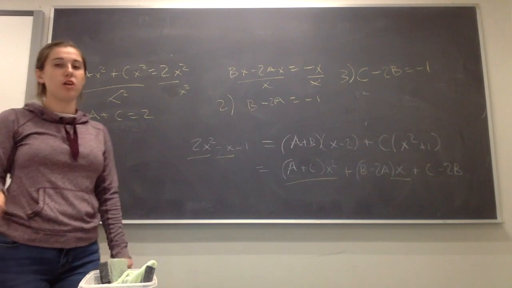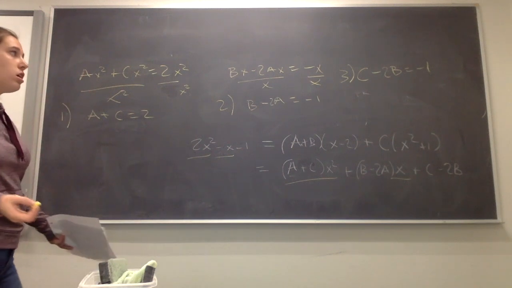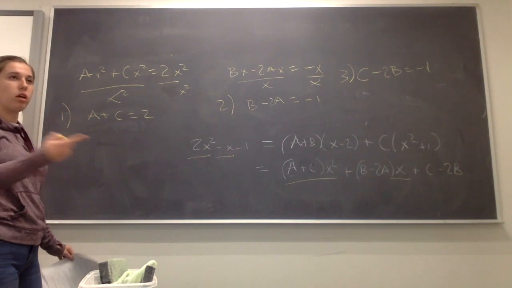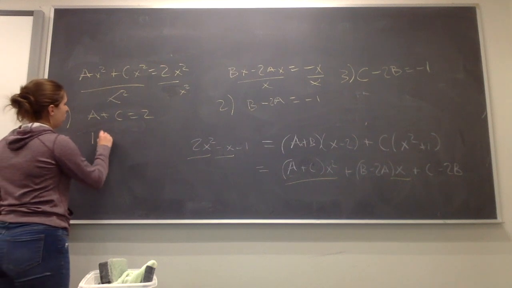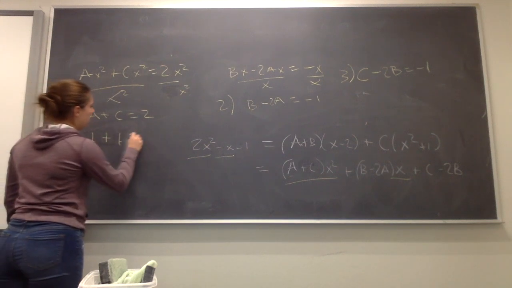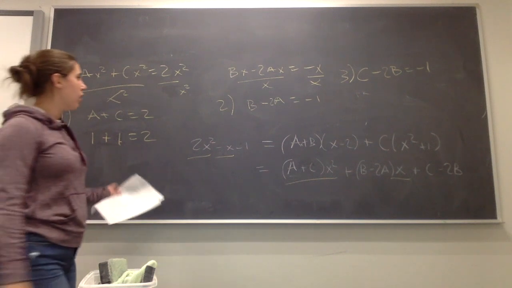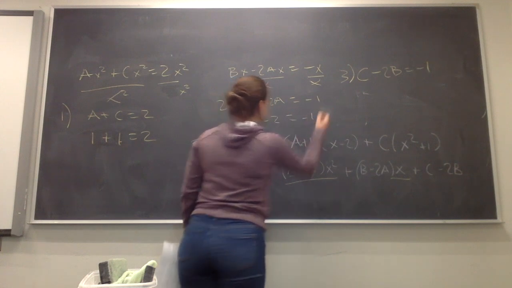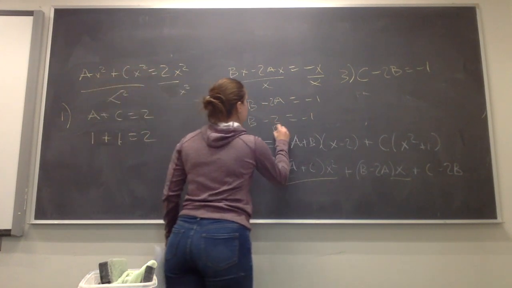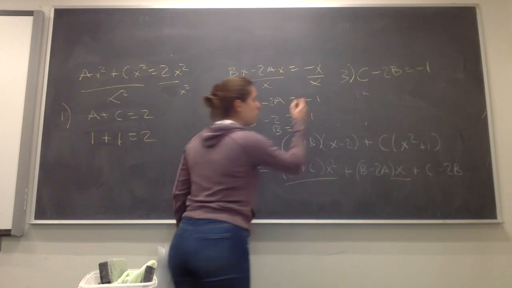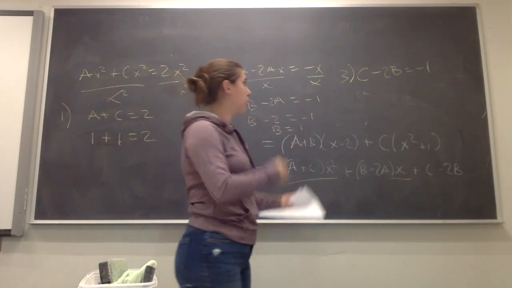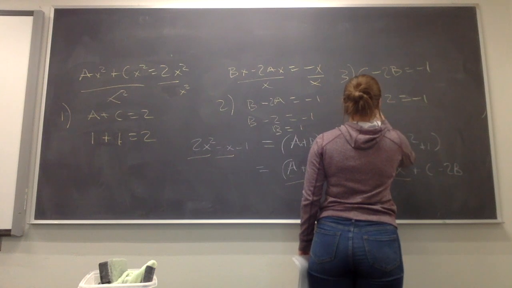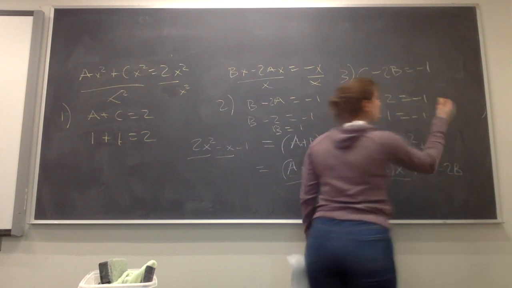And then from there you're going to want to solve for your equations. So for 1, we can assume that a plus c equals 2, so we can assume that a is 1, c is 1, which equals 2. And then from there, we can plug in 1 for a, so we have b minus 2 equals negative 1, bring that over, and b equals 1 as well. And there we can plug b and c for 1, so we have c minus 2 equals negative 1, which is just -1.